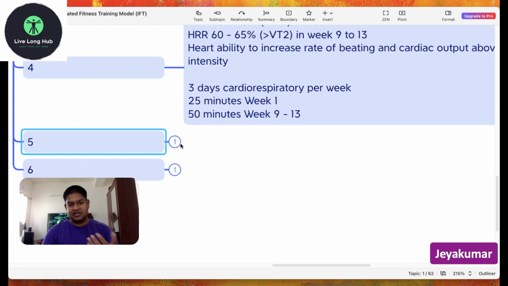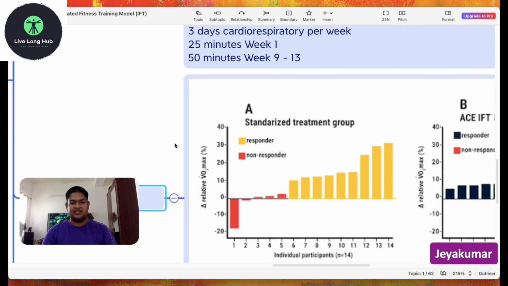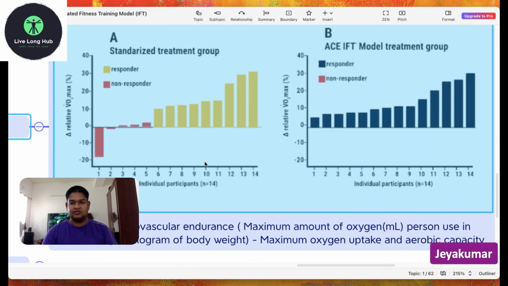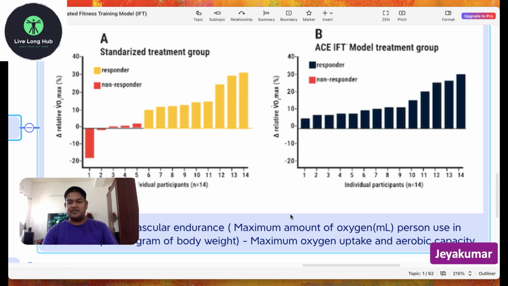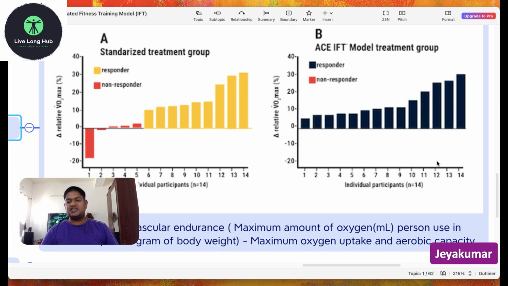Now we will see what are the benefits seen by both the groups after week 13. So here one of the key parameters that is seen is the VO2 max. This determines your cardiovascular endurance. This is basically the maximum amount of oxygen in terms of milliliters a person uses in 1 minute per kilogram of body weight. So basically it's the maximum oxygen he can take, and then he can use for the exercise. It basically determines the aerobic capacity of an individual.